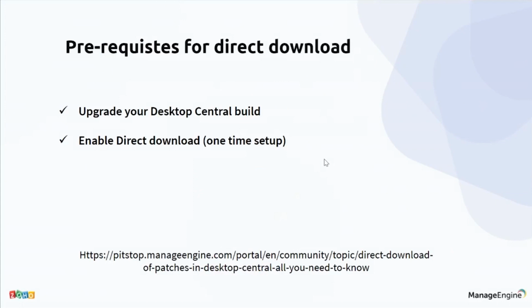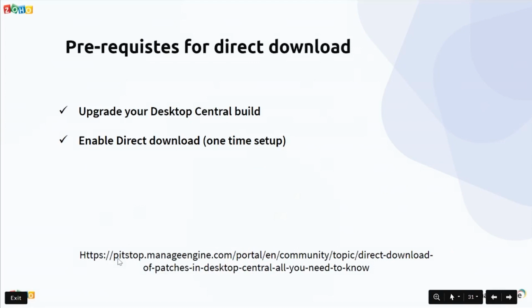The prerequisite to use this option is that you need to upgrade your Desktop Central build. This feature, the direct download, is available from build number 10.0.546. So you can upgrade your Desktop Central to a build that is higher than 10.0.546 for this feature, and you can enable the direct download option. We have also furnished a detailed step-by-step forum post for setting up the direct download option that you can view and go about setting it up as well.